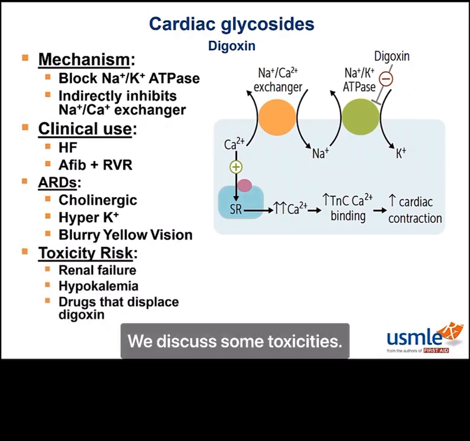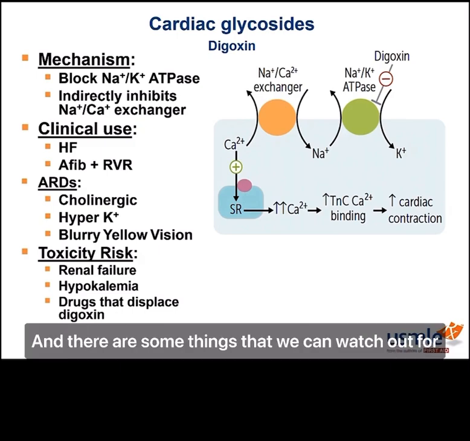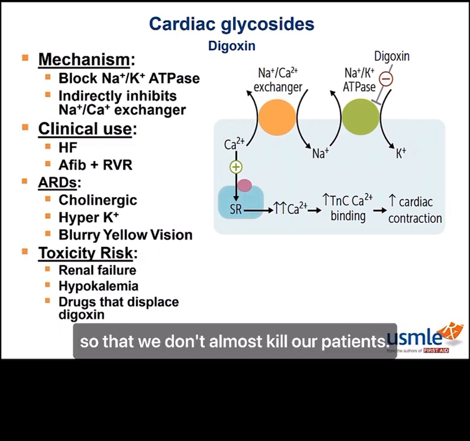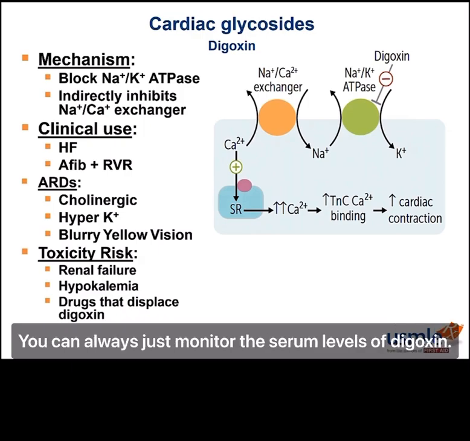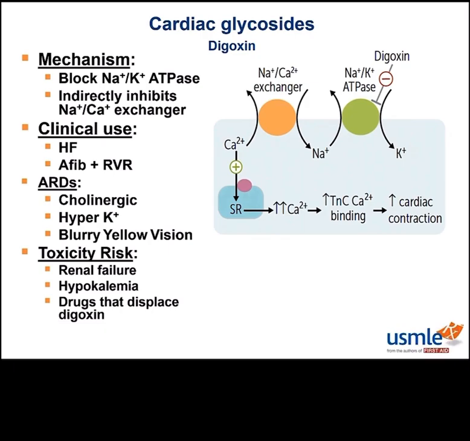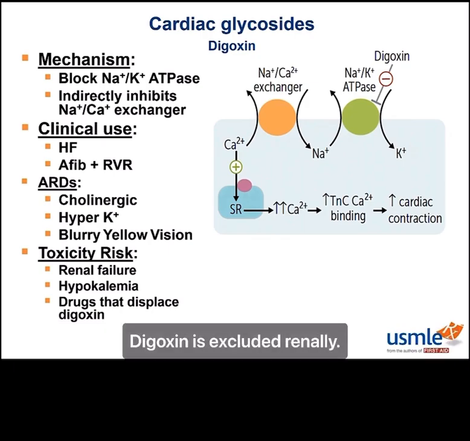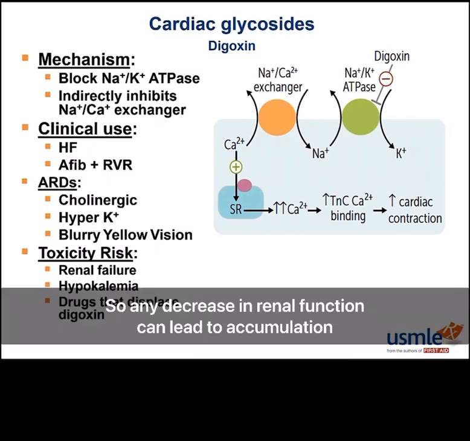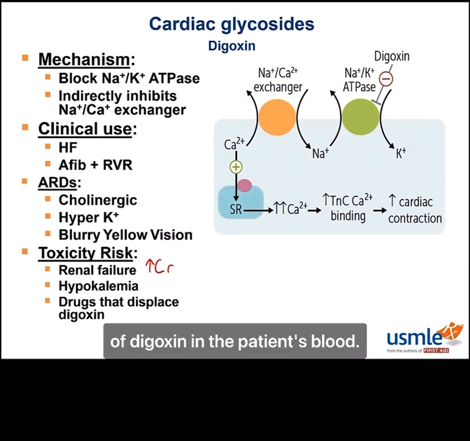We discussed some toxicities, and there are some things that we can watch out for so that we don't almost kill our patient. You can always just monitor the serum levels of digoxin, but that is not a test question because it's just too easy. Digoxin is excreted renally, so any decrease in renal function can lead to accumulation of digoxin in the patient's blood.